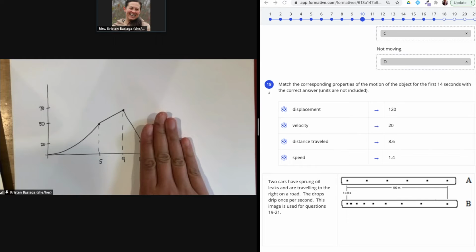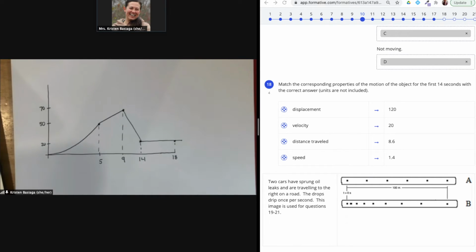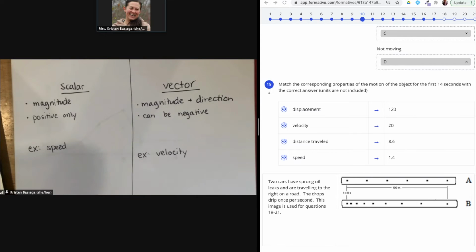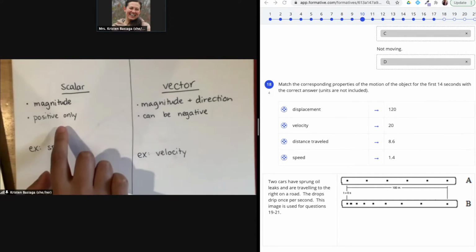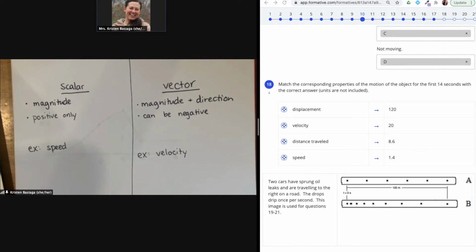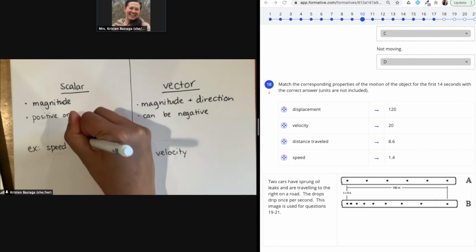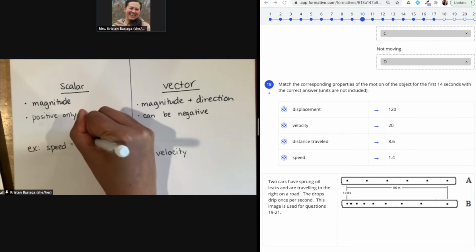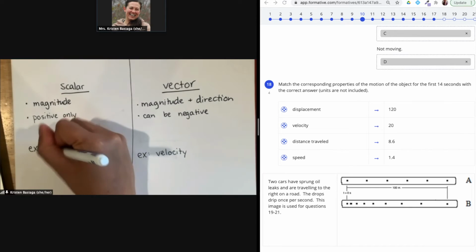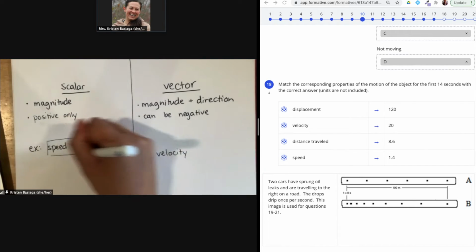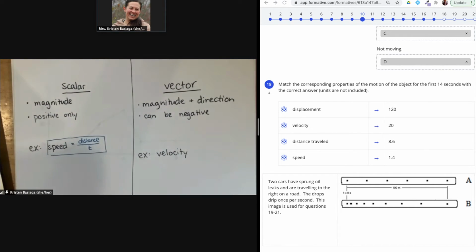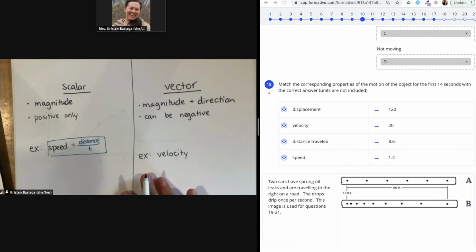Now, let's deal with the scalars first. So remember, scalars are quantities that have magnitude but not direction. They have positive only. Speed is a scalar and distance is a scalar. So if I can calculate the distance, I can calculate the speed. So let's do that first.